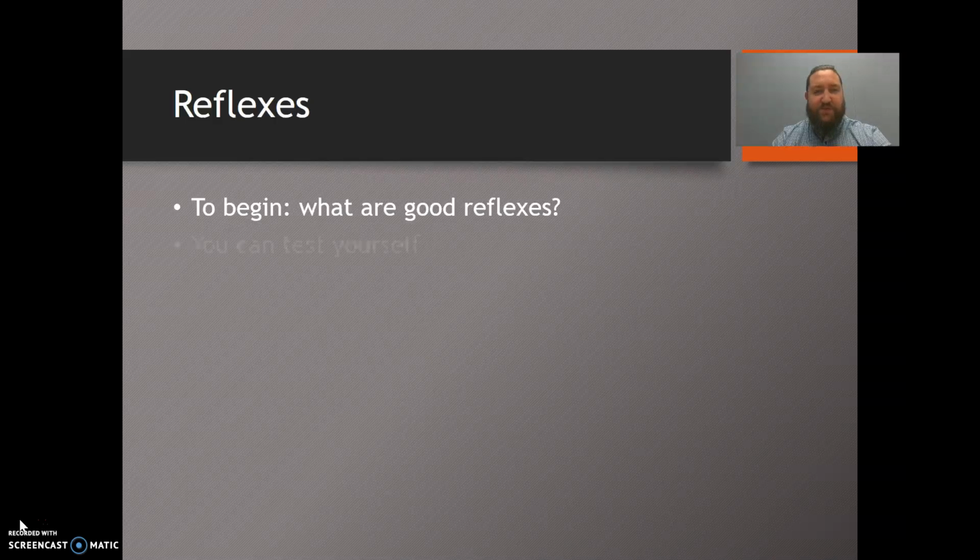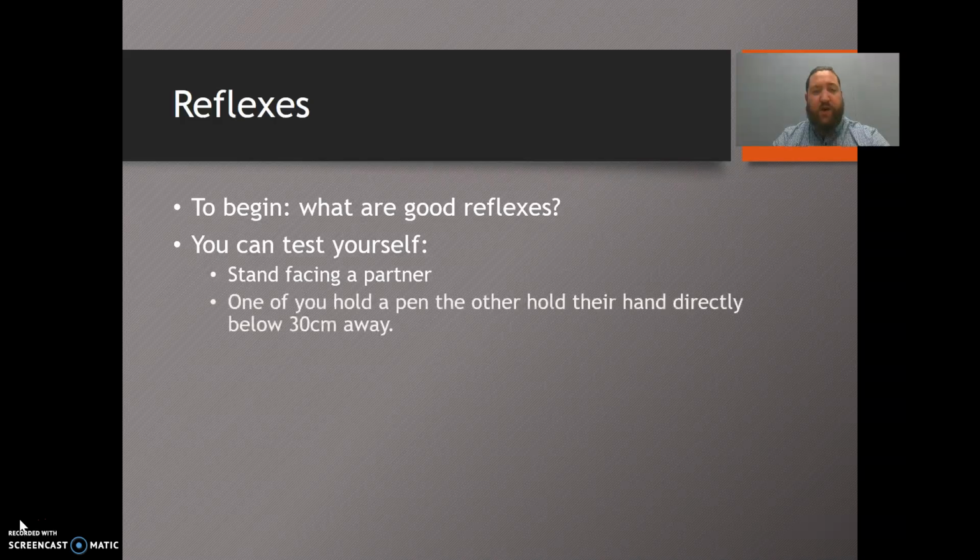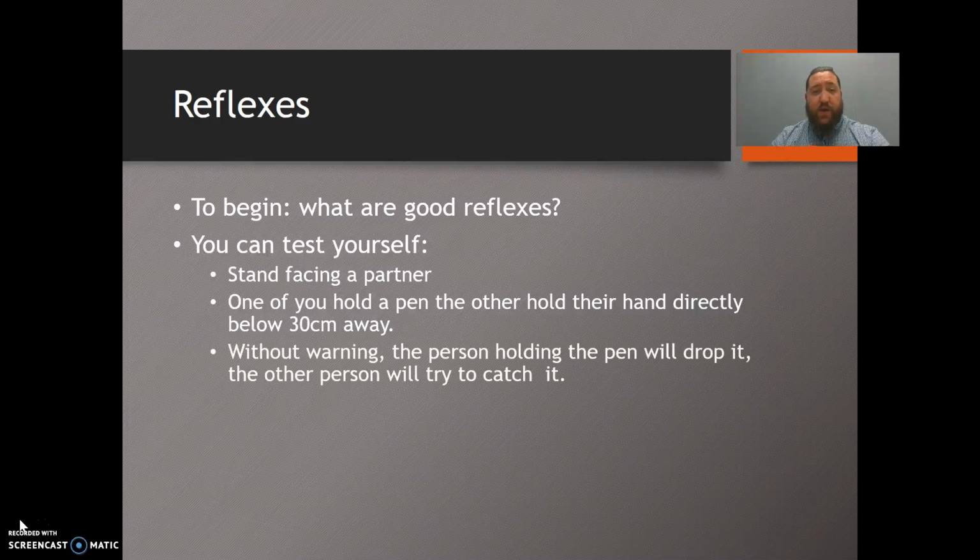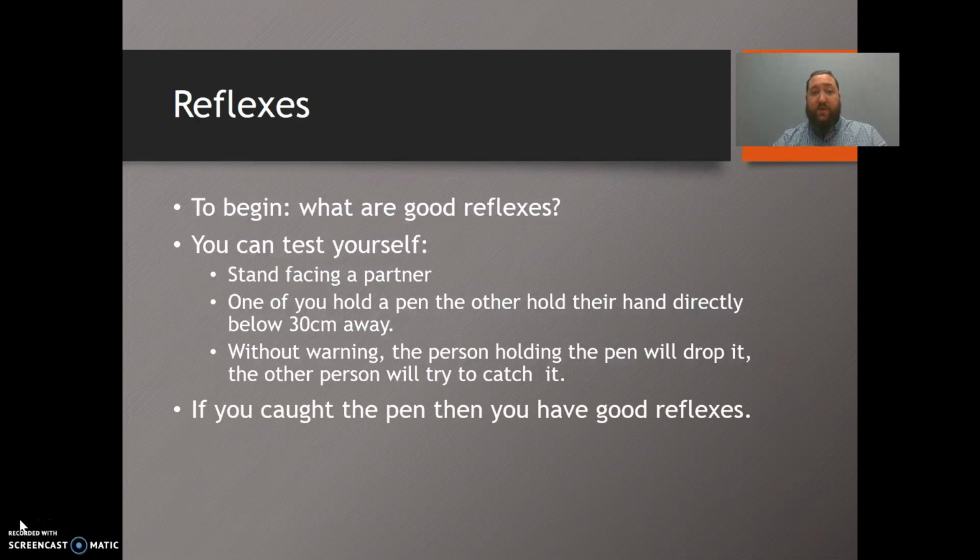Look, so reflexes, this is something you can easily test yourself at home. If you're working with a partner, one of you hold a pen, the other holds your hand about 30 centimeters or so below. The person who's holding the pen, at some stage, just let it go without any warning. And if you can catch the pen, then that means you've got good reflexes. Yeah? No.